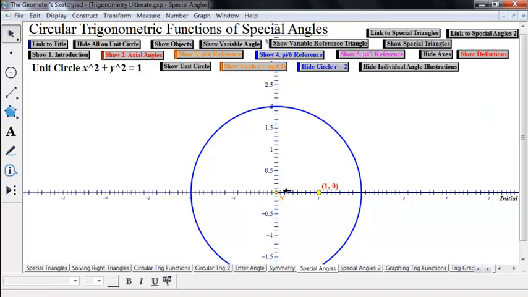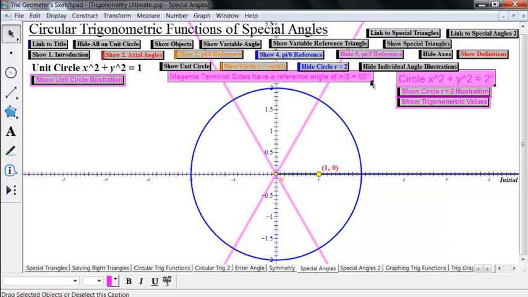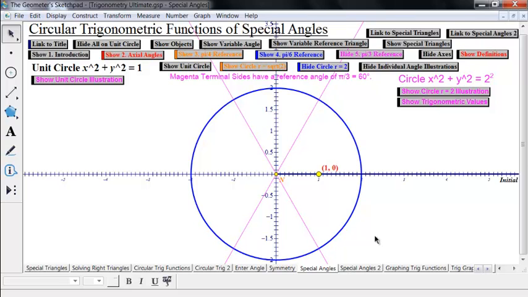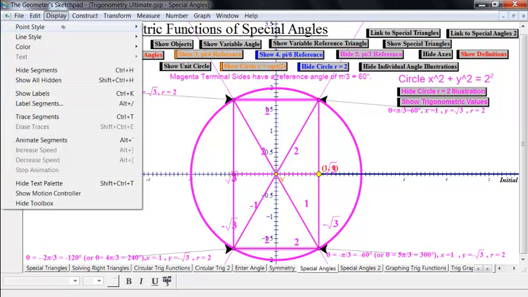Let me move this up just a little bit so we can see the whole circle. So what we're doing is this one here, and these are the angles where we have a reference angle of 60 degrees, or pi over 3 radians. The circle x squared plus y squared equals 2 squared, x squared plus y squared equals 4, in other words, is the circle of radius 2 that you see in blue here. If we want to illustrate that, this is what we're looking at. Notice those are lined up so they have the same y, and then they're lined up the other way so they have the same x. So there's a lot of symmetry going on here.